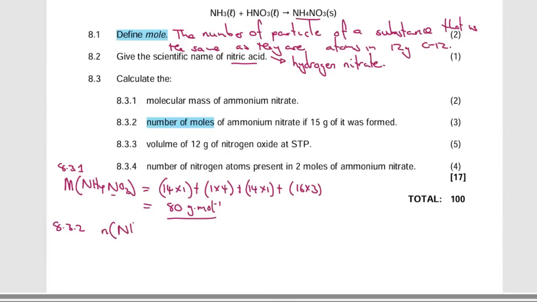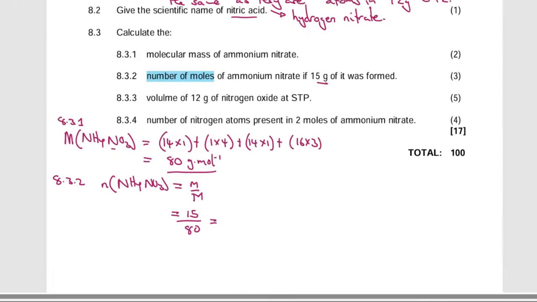NH4NO3. Please just copy the formula as it is from our data sheet. Then you can substitute with the values. The mass given is 15, and you have already calculated our molar mass to be 80. Then 15 divided by 80 gives, according to my calculator, a value of 0.19 moles. So I'm done with question 8.3.2.